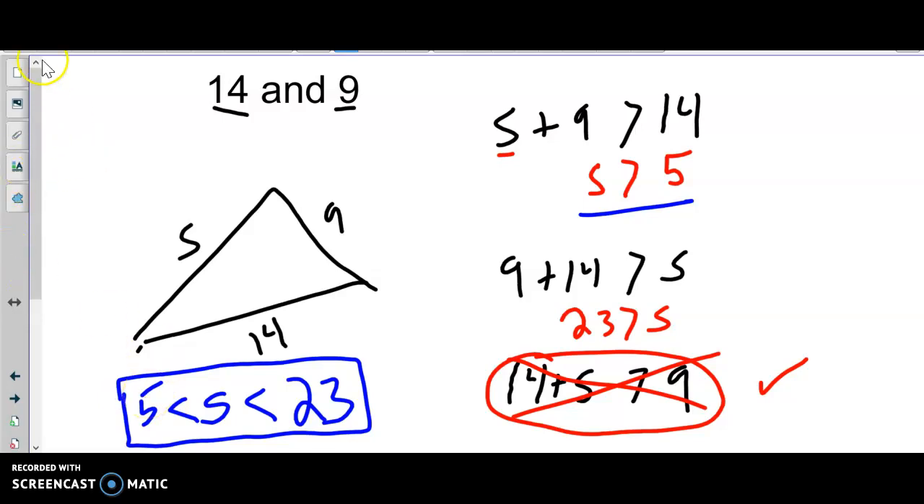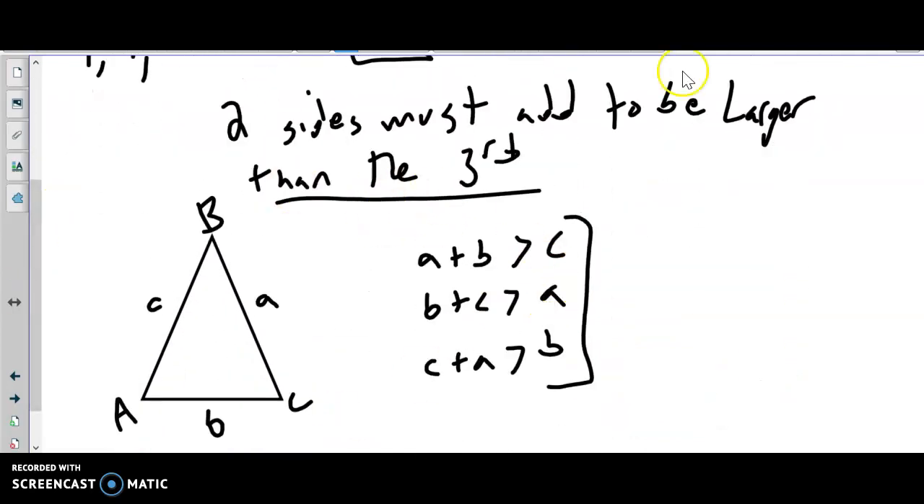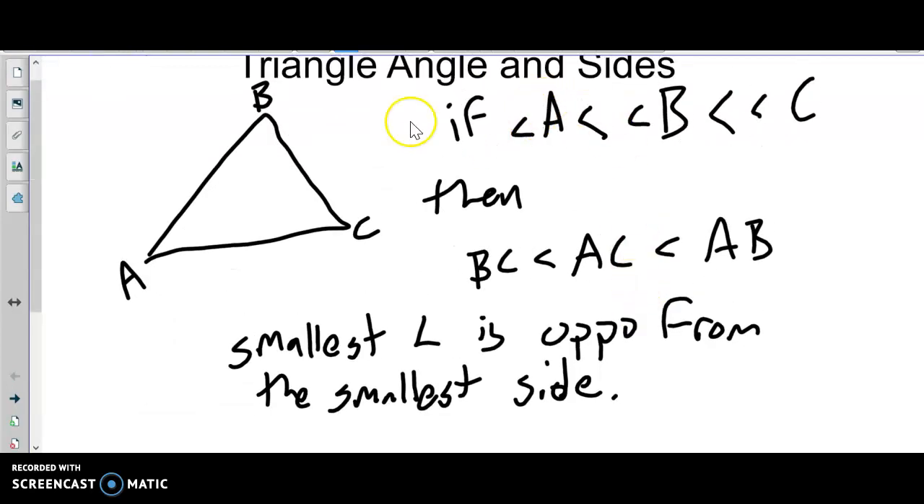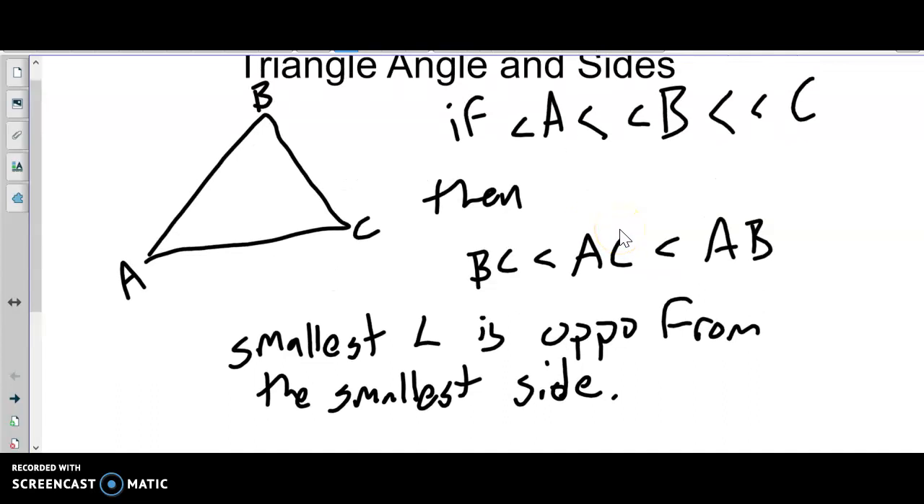So using this example and this idea down here that two sides must be larger than the third, and then this idea that the smallest angle is opposite from the small side, I want you to go ahead and complete the homework below on the Go Formative.